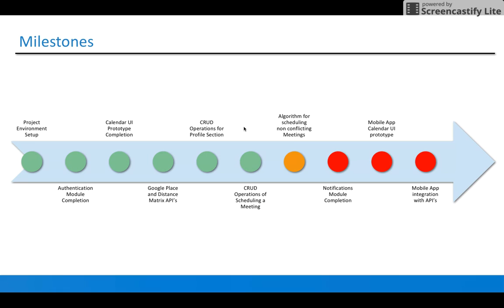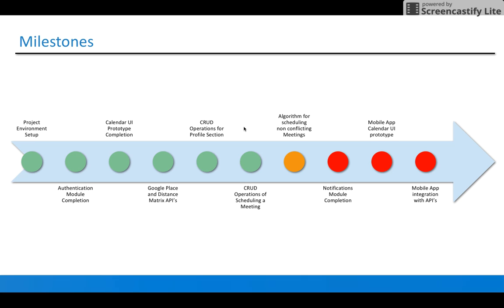The milestones for our project are as shown in this diagram. The green ones are completed, the orange one is in progress, and the red ones are yet to be started. So we are done with the project environment setup, the authentication module, the calendar UI prototype, the integration of Google APIs, and the create, read, update, delete operations for the profile section and for scheduling a meeting.